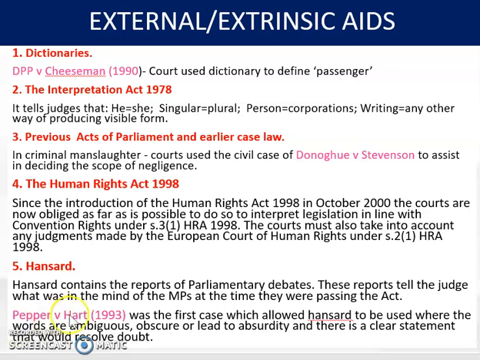And Pepper v Hart, very important case for us here. This was the very first case which allowed judges to use Hansard, and it overruled a previous case of Davis v Johnson on that point. So we'll look at this again when we look at overruling. But in Pepper v Hart, they were clear that judges shouldn't be using Hansard willy-nilly. They should only be using it if the words in the Act are ambiguous, obscure, or lead to absurdity. And there has to be a clear statement in Hansard that would resolve that doubt. So those are the aids to interpretation.